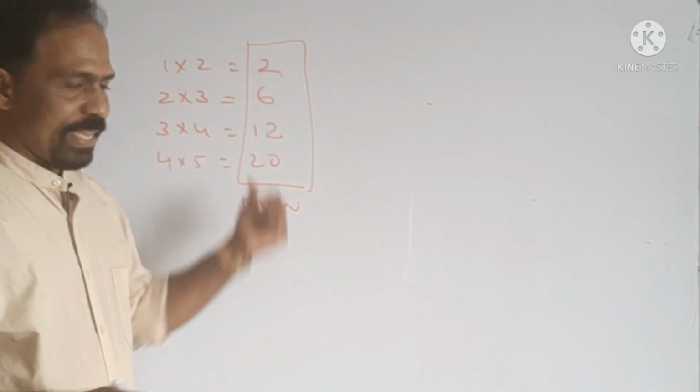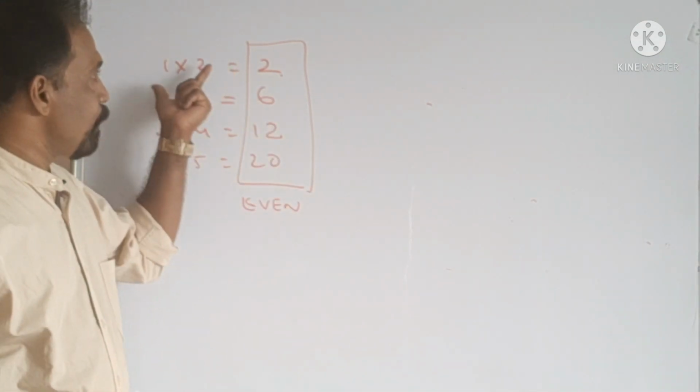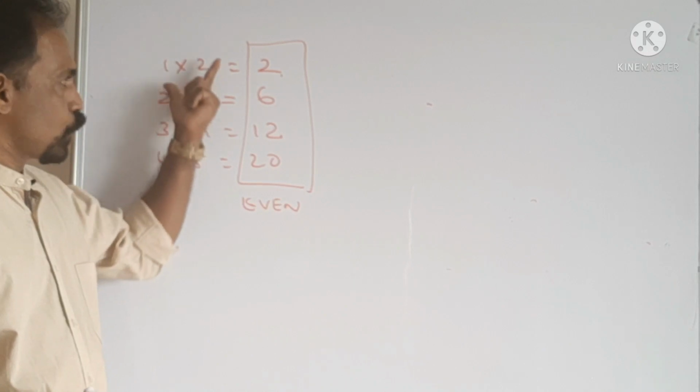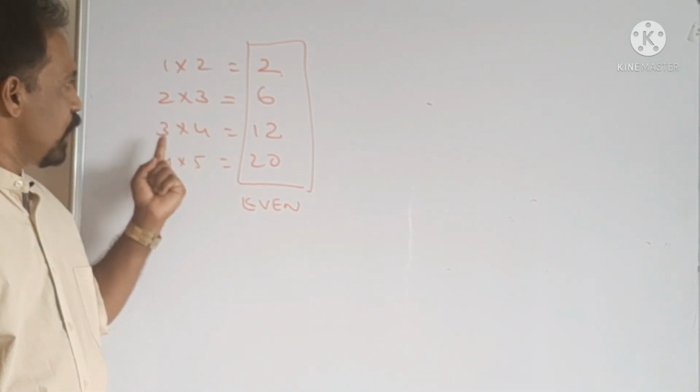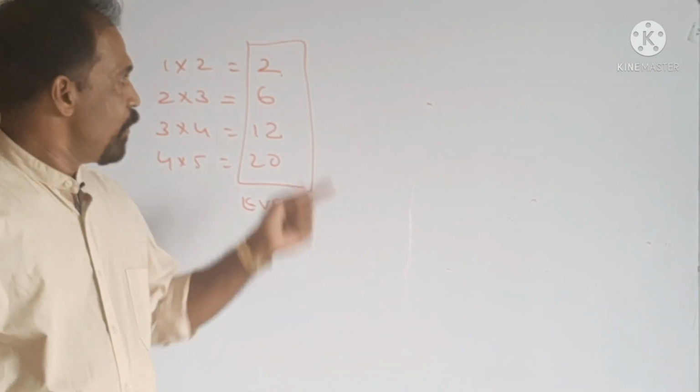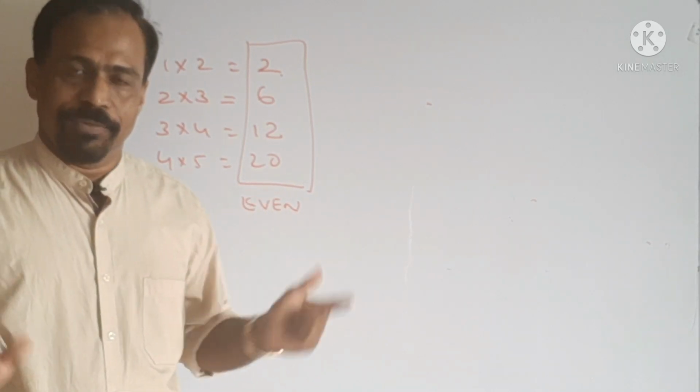So you can see it from here. If we multiply two consecutive natural numbers, 1 and 2, 2 and 3, 3 and 4, 4 and 5, we will always get an even number.